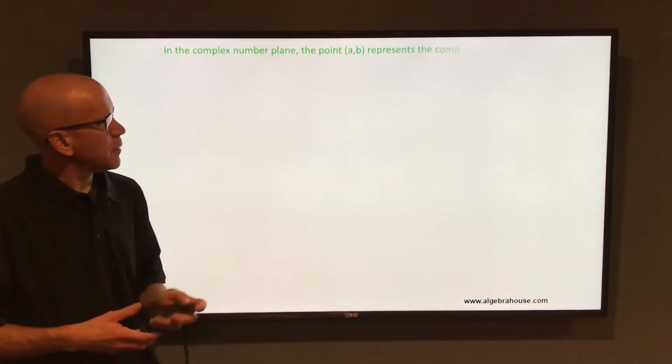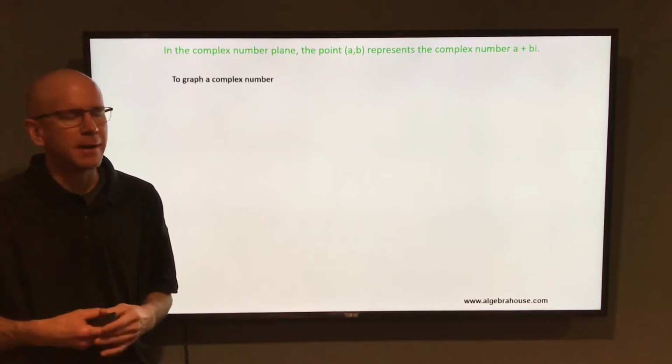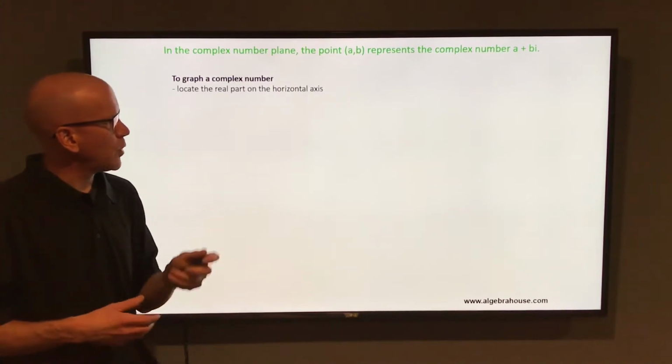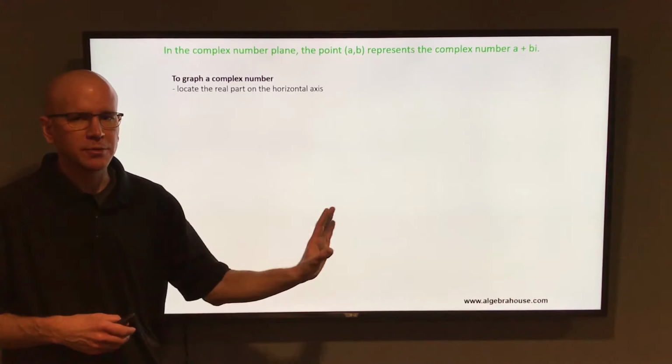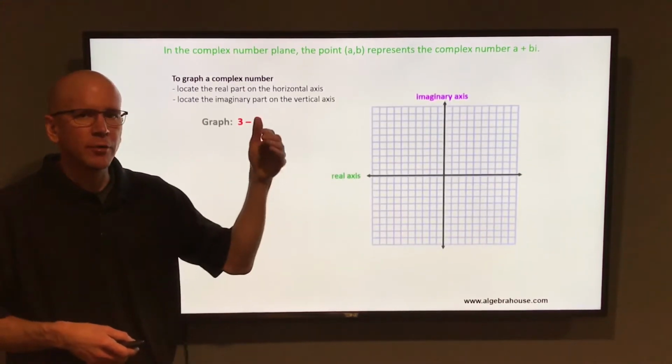A little known fact is how to graph a complex number. In the complex number plane, the point (a, b) represents the complex number a plus bi. To graph a complex number, locate the real part on the horizontal axis, so the real part of the complex number goes on the horizontal axis, and then locate the imaginary part on the vertical axis.